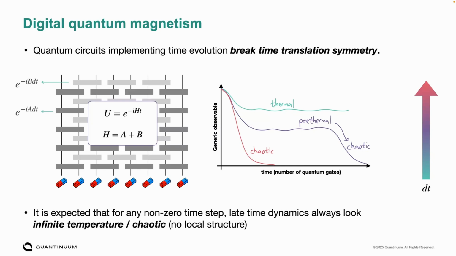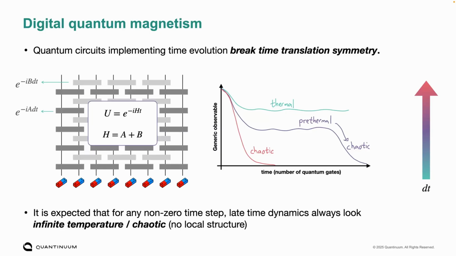And if you take the time step to be too large, this already came up in the previous talk, you expect Floquet heating to take over right away. And the system should just heat to infinite temperature, which from the perspective of a local observable just means that all structure will be lost immediately. So the system would look completely chaotic on short time scales.